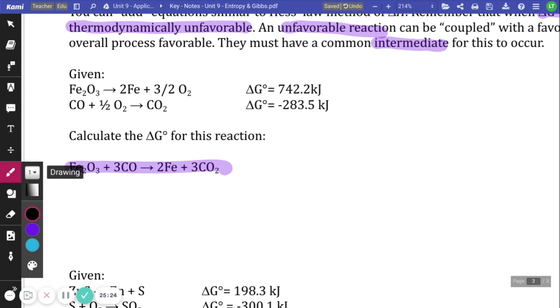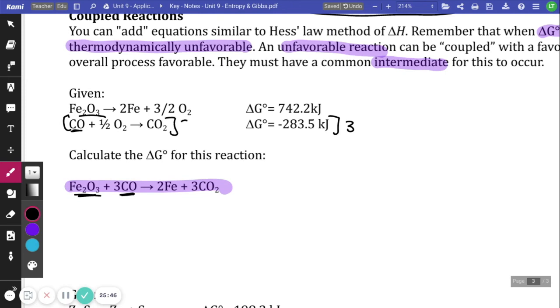All right, so let's go back to our Hess's law brains and think about Hess's law. We can see that we have Fe2O3 in this one. We have 3CO, and we have CO in this one, but it's just one, so we're going to need to multiply this entire reaction by 3 and also multiply our delta G times 3. So I can rewrite that as 3CO plus 3 halves O2 yields 3CO2, and my delta G would also be multiplied by 3. I plug it into my equation, and I got 850.5 kilojoules.